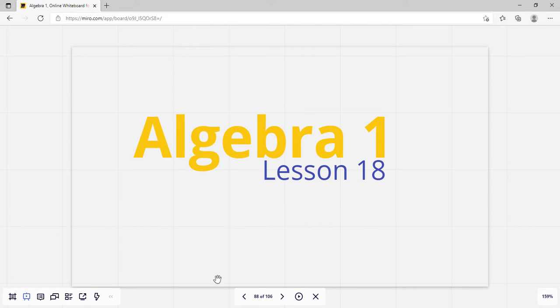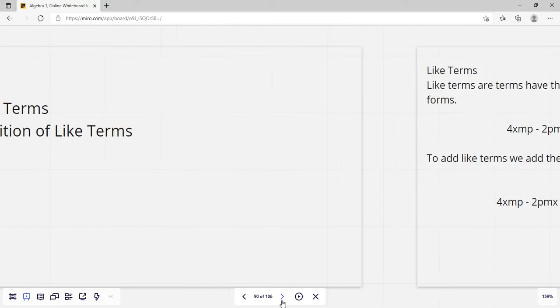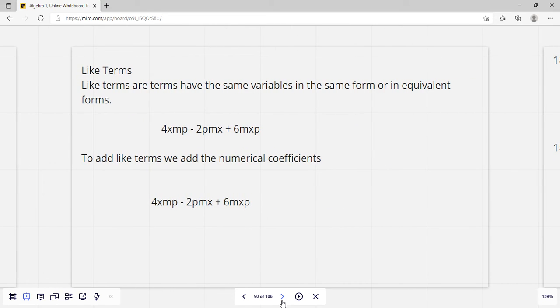Hi everybody, this is Algebra 1 Lesson 18, and this lesson covers like terms and addition of like terms. Alright, so like terms. Like terms are going to be terms that have the same variable in the same form or an equivalent form, right?